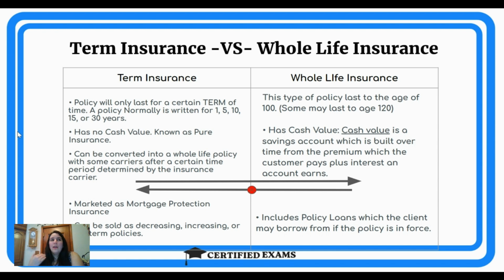Okay? Again, when I tutor someone, I give them the information they need for the test. I don't give them extras. I don't want to confuse anybody. So therefore, age 100. A whole life policy has cash value attached to it. All this is a savings account. So you have your insurance, your $100,000, plus your savings account. And guess what? They're both being paid for from the premium.